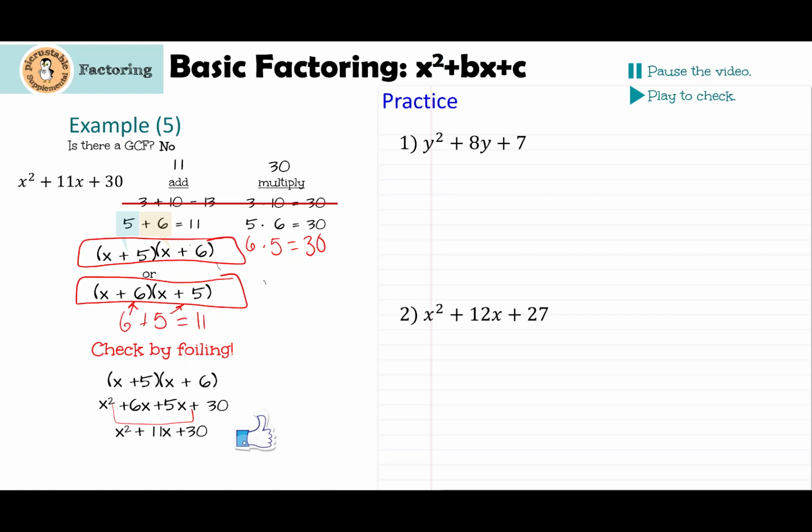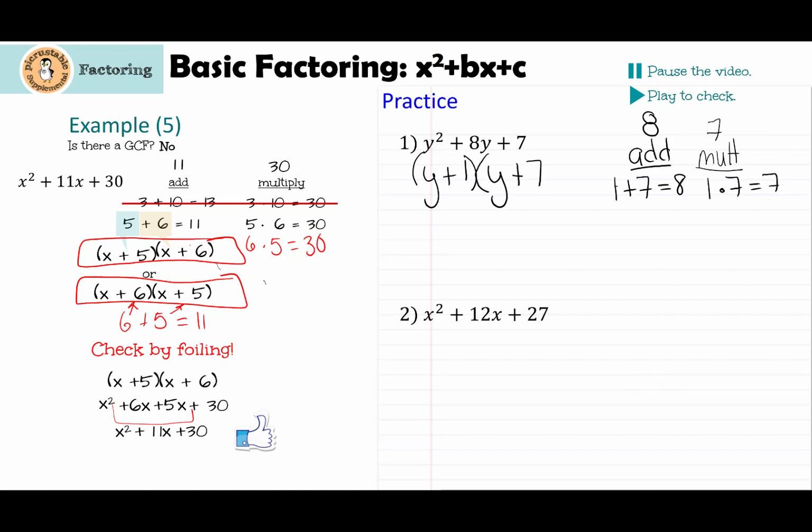All right, let's see how you did. First of all, we always have to ask, is there a greatest common factor? Well, there's not, because we have a 1, an 8, and a 7. So we go straight to our multiply. So we're going to multiply to 7, and we're going to add to 8. Well, the only thing that multiplies to 7 is 1 times 7. Well, that's cool. And it just turns out that 1 plus 7 is 8. Oh my goodness. Therefore, our factored form is y plus 1 times y plus 7.